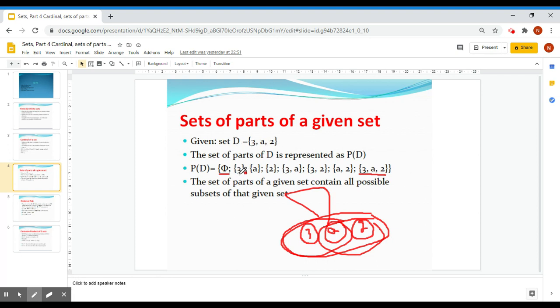So we have phi, we have the set of 3, the set of A, the set of 2, the set of 3, A, 3, 2, A, 2, and 3, A, 2. So this, we call it the parts of D, which means all the possible subsets of D.